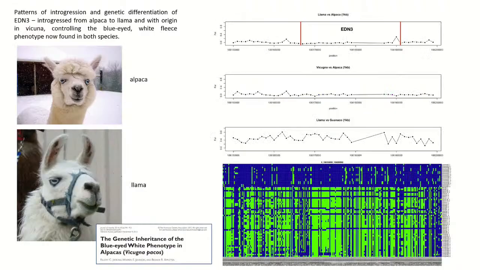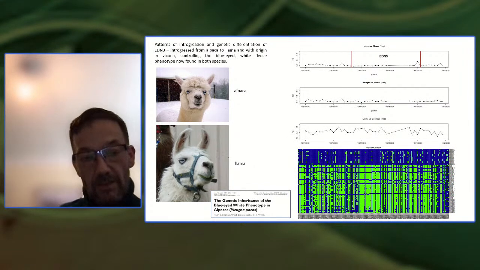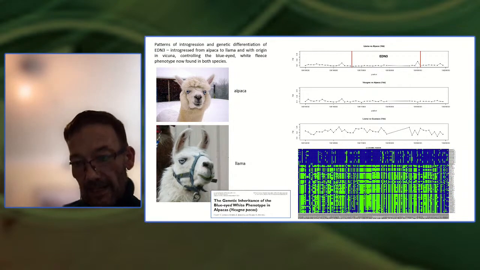Next slide, please. Now I'm showing a slide of an example of how this has happened. So we were curious to know what genes were involved in some of the phenotypes of these alpacas and llamas. Here is a very well-known phenotype: white fleece, blue eyes, and actually also hereditary deafness as well. And what we wanted to do was to find the gene that was responsible for that, which we were able to do, which is endothelin 3, EDN3. We looked at its gene sequences in guanaco and in vicuña, and then in llama and alpaca. And what we found was, in fact, that the sequences that we find in llama and alpaca only come from the vicuña and not from the guanaco.